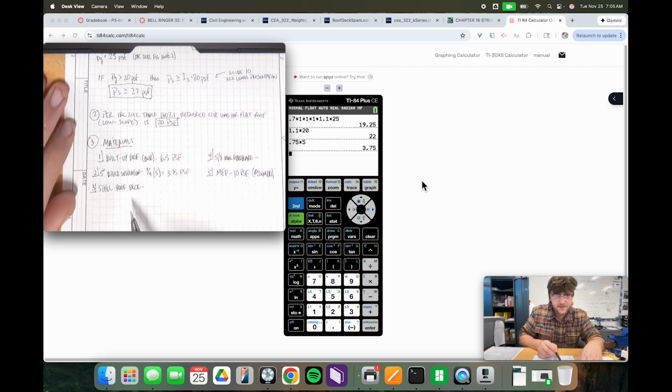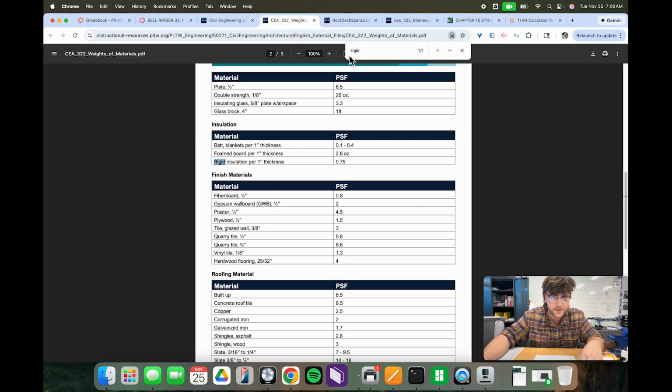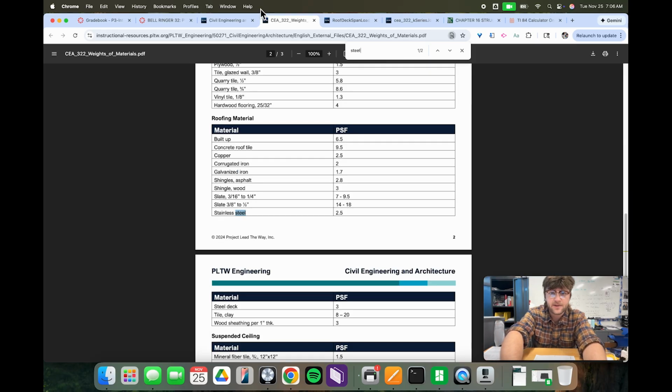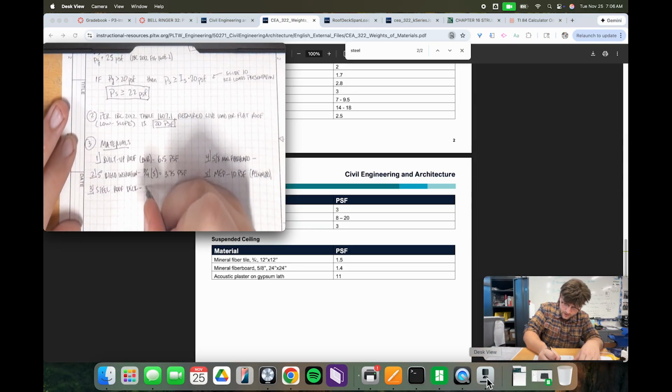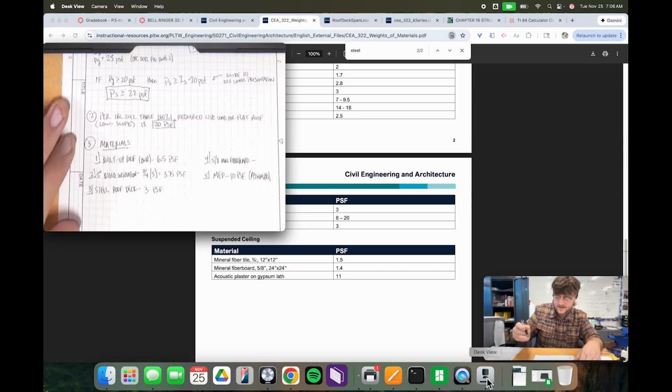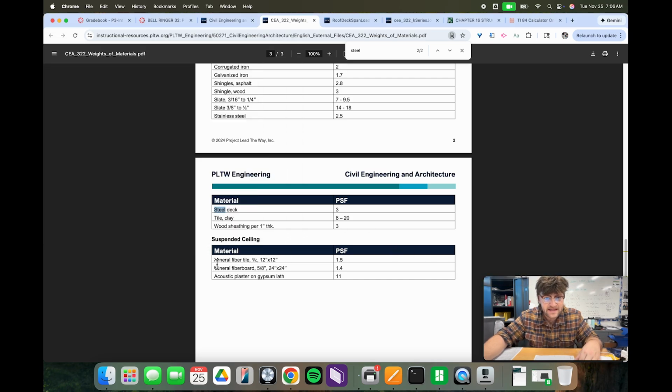Now, in terms of our steel roof deck, we're going to look at that too for our weight of materials tables. So we can go ahead and type this in, steel roof deck. Now, let's see here, steel roof deck. Okay, perfect, steel deck, there it is. So that's going to be 3 PSF. So I'm going to write down 3 PSF for that guy. Now we've got that 5/8 mineral fiber board. So now I'm seeing this mineral fiber board, 5/8 inch, perfect. And that's telling us that that is 1.4 PSF.